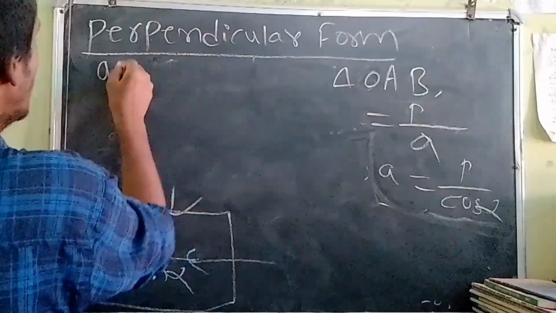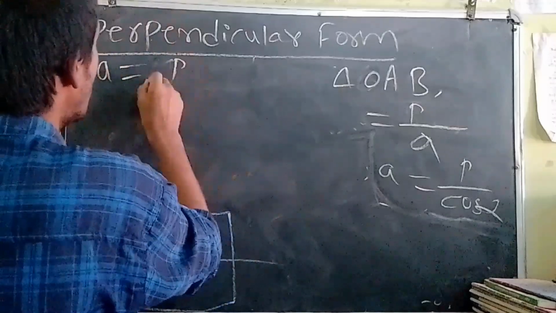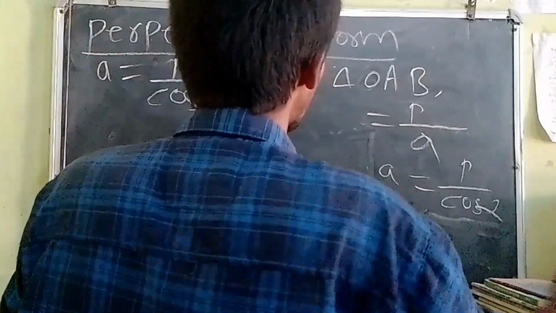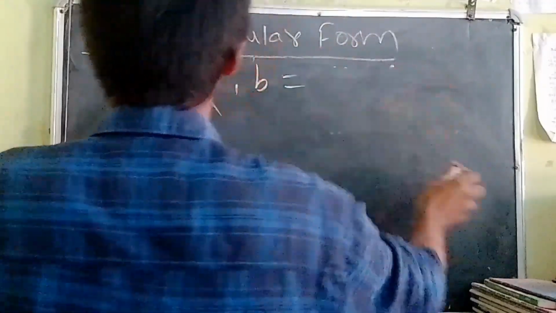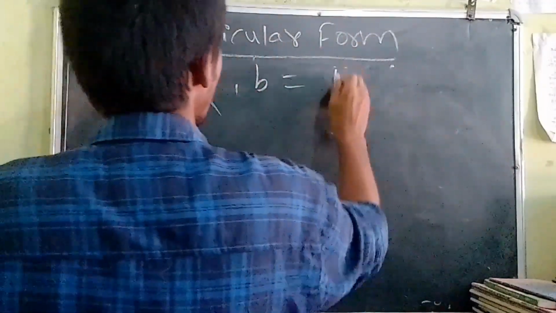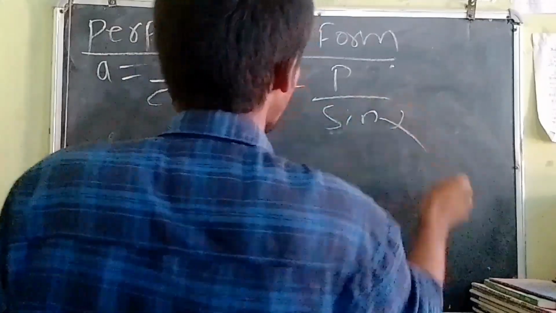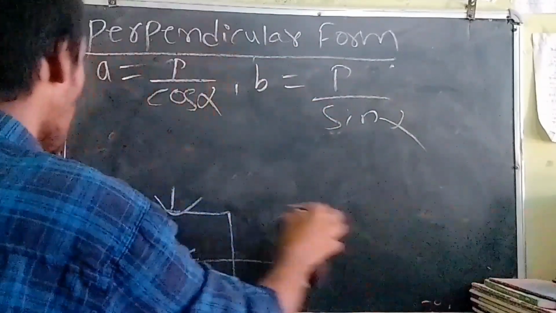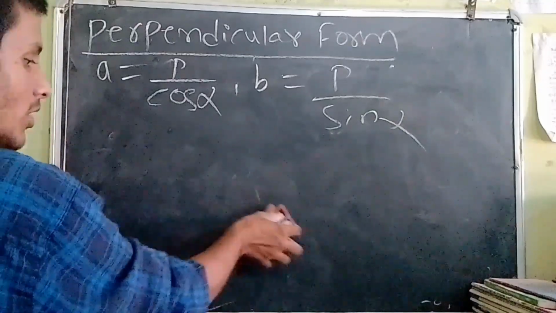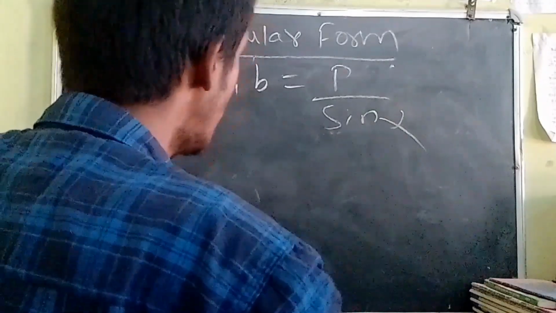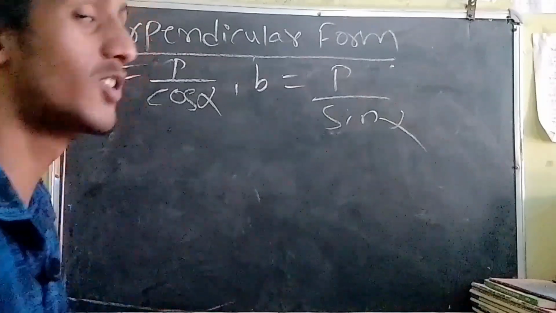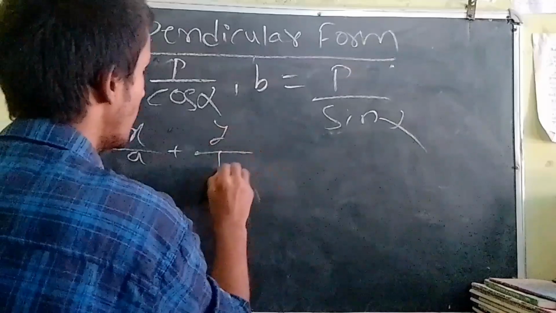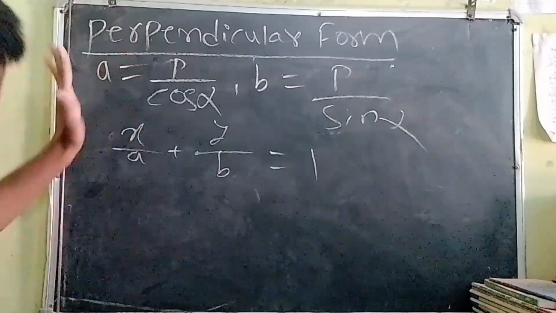So A, the x-intercept, is p over cosine alpha. B, the y-intercept, is p over sine alpha. This is p over cosine alpha. This is p over sine alpha. And why do we derive the x-intercept and the y-intercept? I told you already, so that we could derive the equation using our old formula. This is the old formula that we already know.